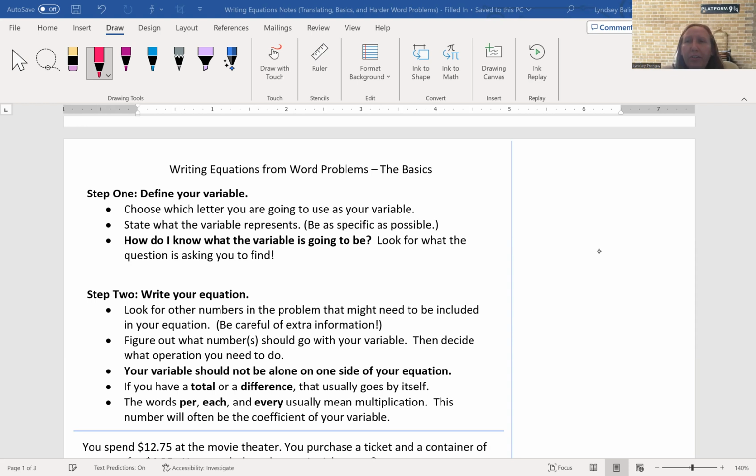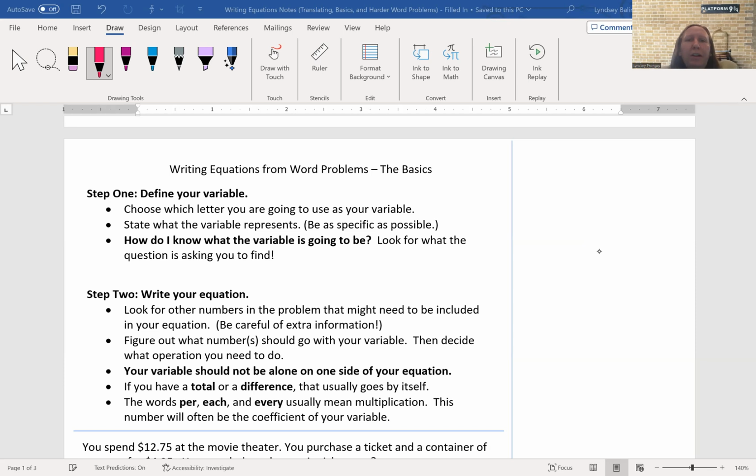After you choose what letter you're going to use, you are going to state what that variable represents and be as specific as possible. For example, if we're talking about populations of a town, P would be population in 1999, as opposed to just P equals population. That's what I mean by be as specific as possible. Give a little bit more detail than maybe you originally were going to.